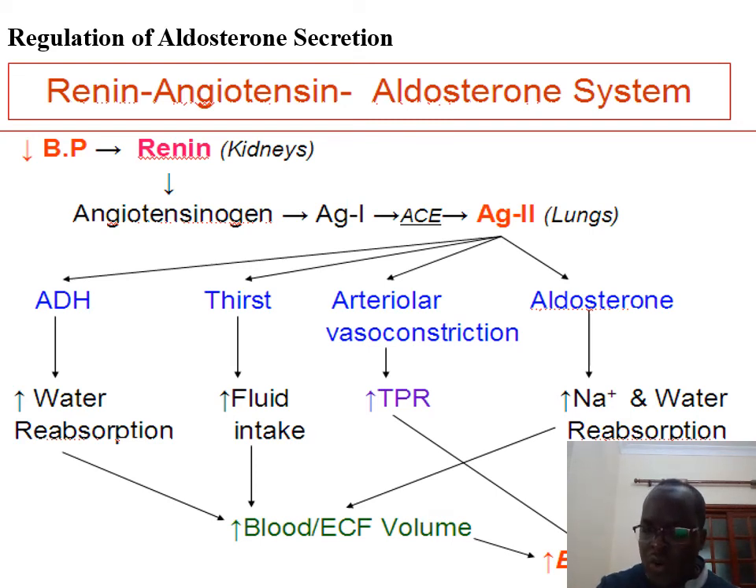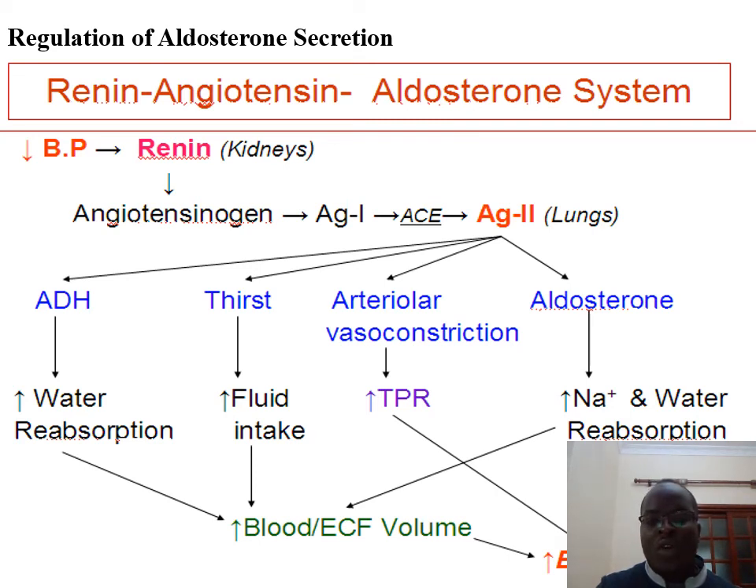So water will follow where the sodium is going. Overall, there will be reabsorption of sodium and water, and that will increase blood volume and blood pressure. And you also know the other functions of angiotensin 2. It can cause vasoconstriction, arteriolar vasoconstriction, increasing the total peripheral resistance in the arterioles. If the total peripheral resistance is increasing, the blood pressure is going to increase.